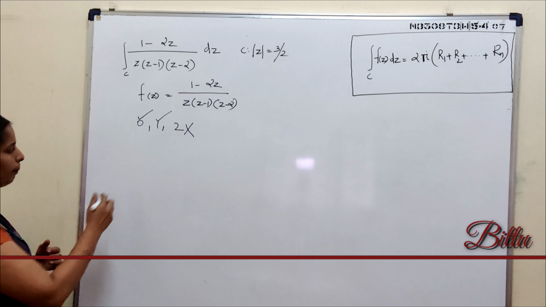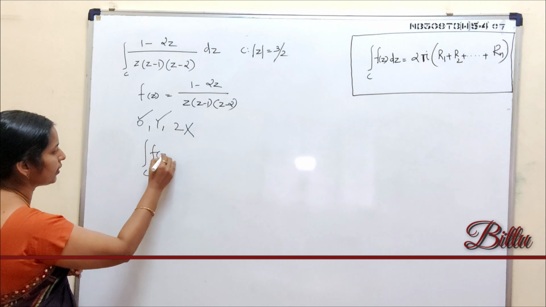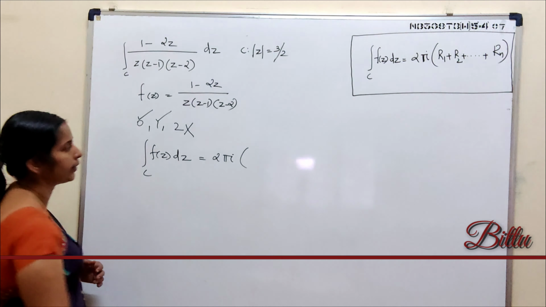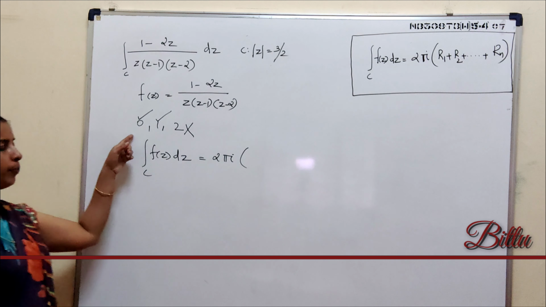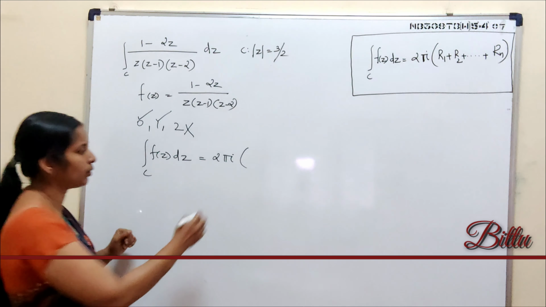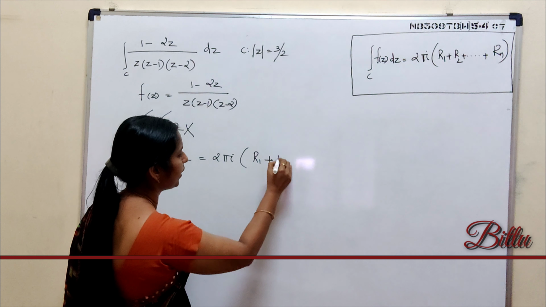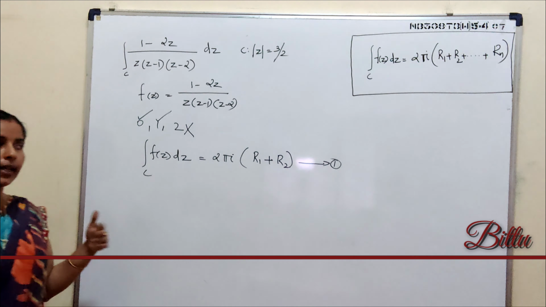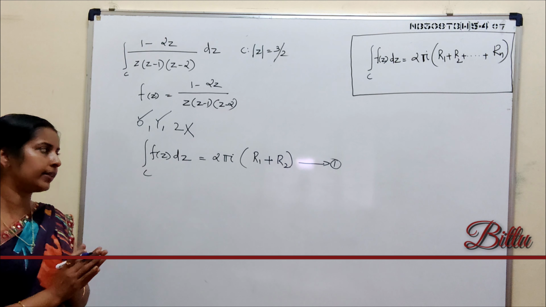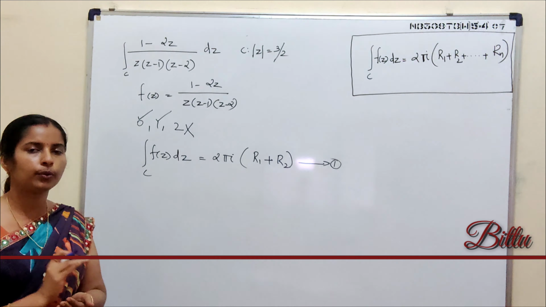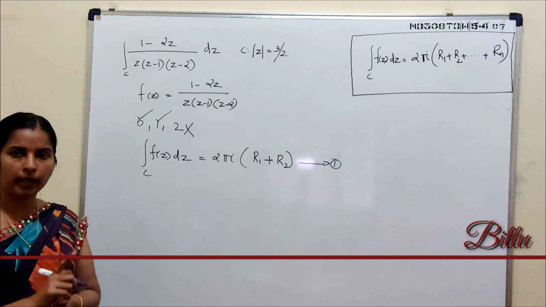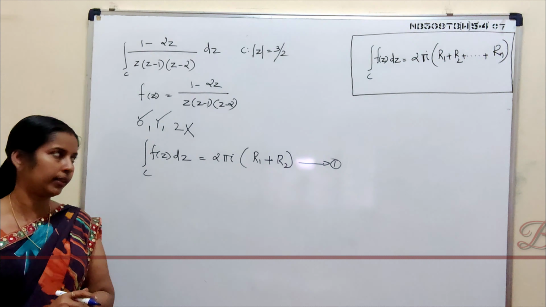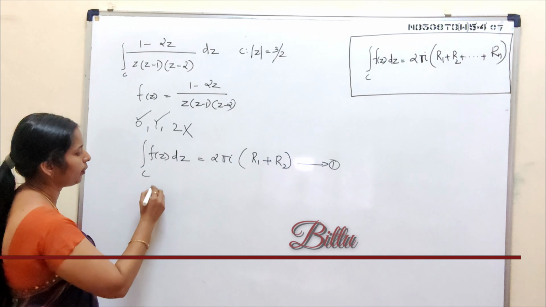So, by residue theorem, integral over C f z dz is 2 pi i into the sum of their residues. Here we have two poles which lie within C, so we have to write R1 plus R2. If there are three poles which lie within C, then you have to write it as 2 pi i into R1 plus R2 plus R3. If there is only one singularity within C, then you have to write the answer as 2 pi i into R1.